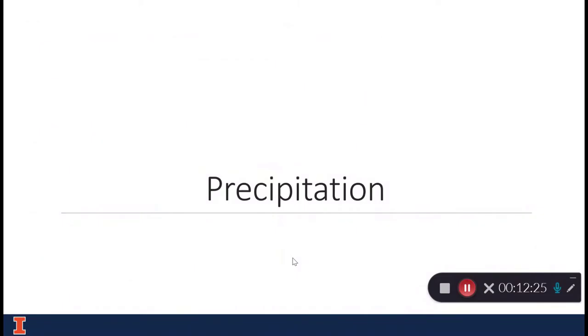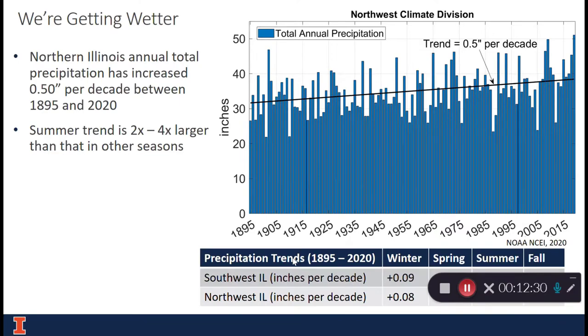Okay, now switching gears to talk about precipitation. So we're getting warmer. Overall, we're also getting wetter across Illinois. What I'm showing you here on the right-hand side is the plot of the annual total precipitation going back to 1895 in the Northwest Illinois Climate Division. Northeast Illinois is about the same.